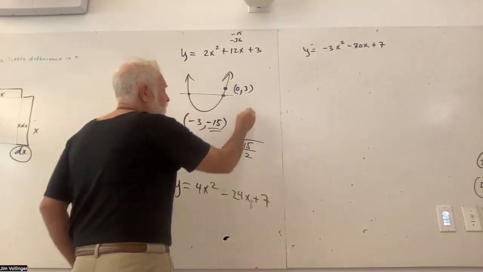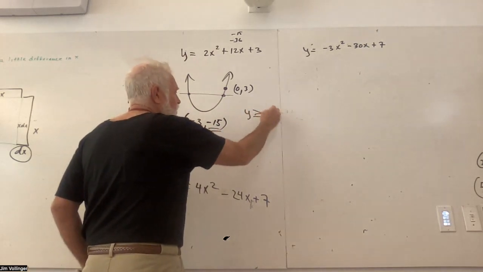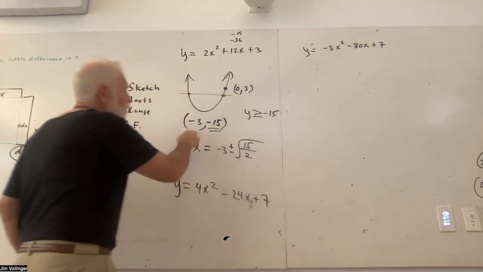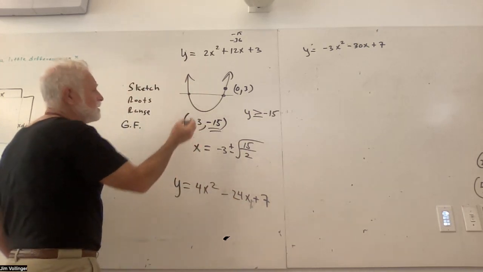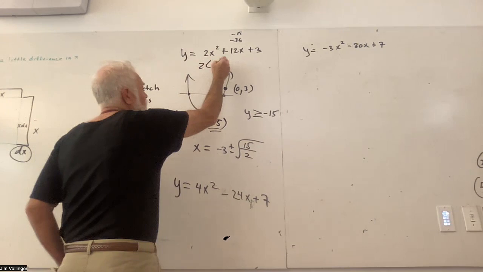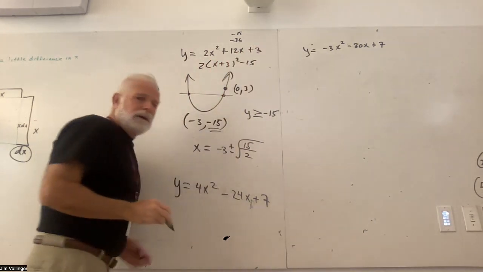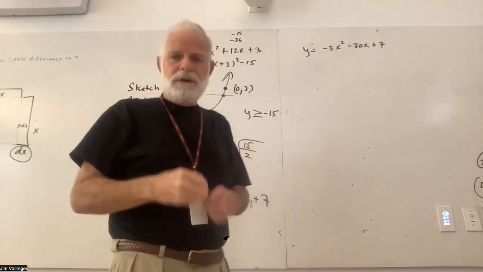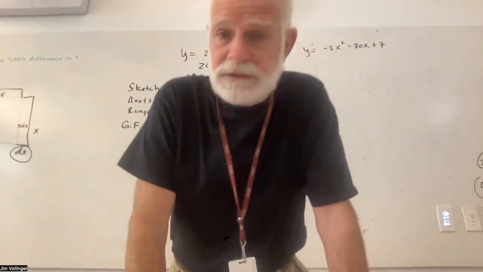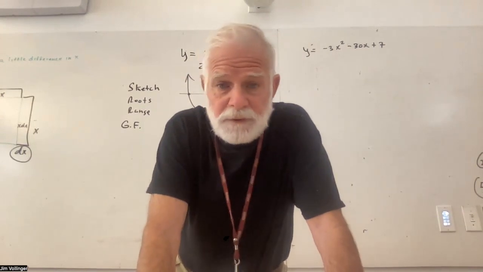I can see my y value. So I got my range, y greater than or equal to negative 15. And I can put it in graphing form because I've got the 2 already, and I've got the 3, so that's already given, and I know that I'm at minus 15. I'm done. So that probably took a little longer than it should have, but just to show you that it doesn't take long and it's not rocket science if you practice it.